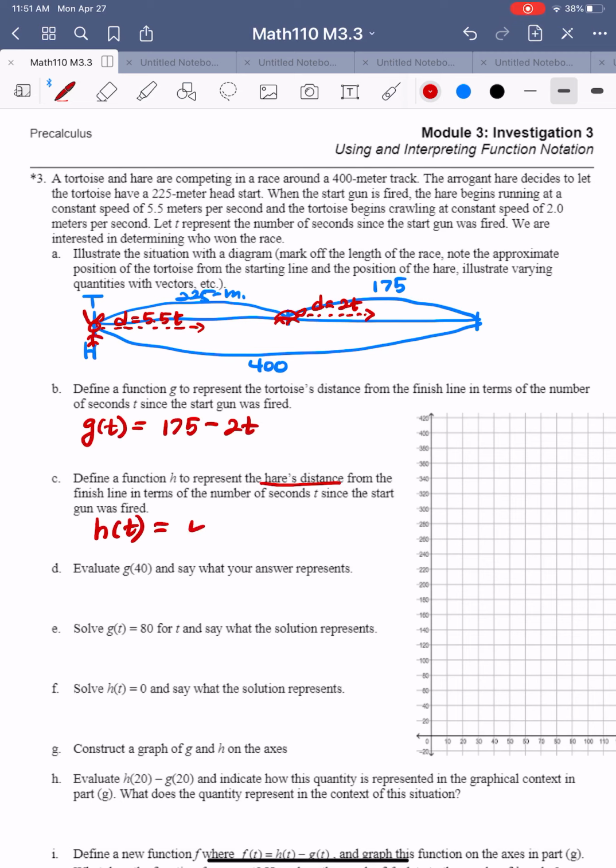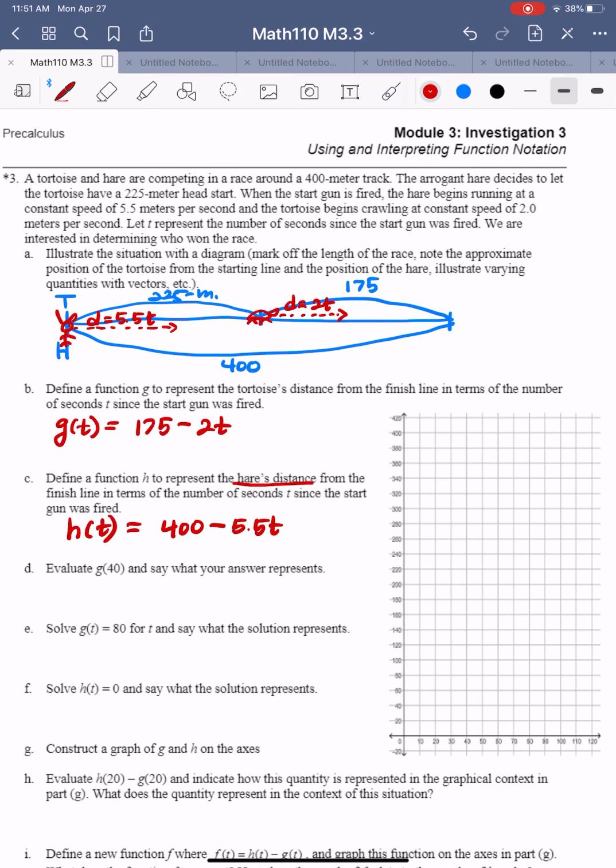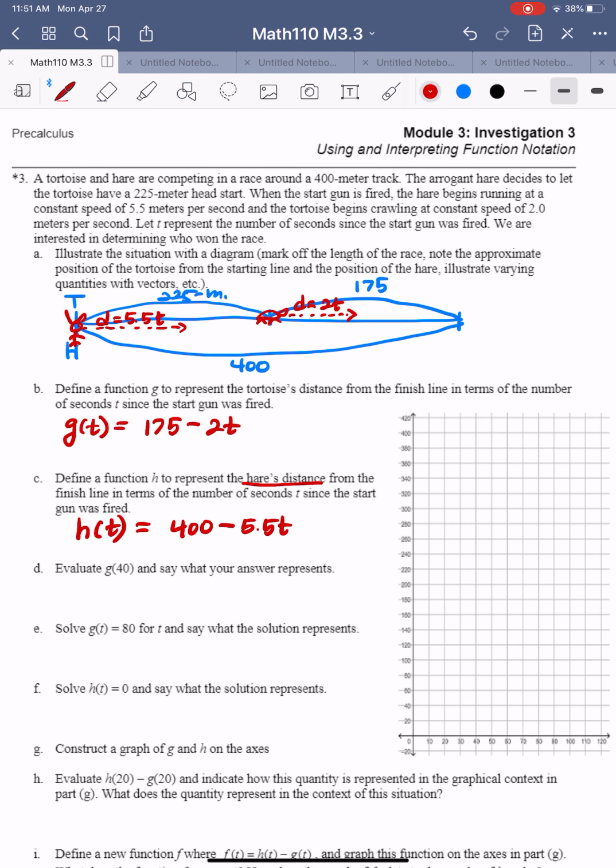So the hare needs to go 400, but each time he goes 5.5 seconds. And then evaluate g of 40. Say what answer you represent. So g of 40 means you plug 40 into the g function, which is 175 minus 2 times 40, and then you get 95. So the meaning of the 95 is that he still needs to go 95 meters to get to the finish line.